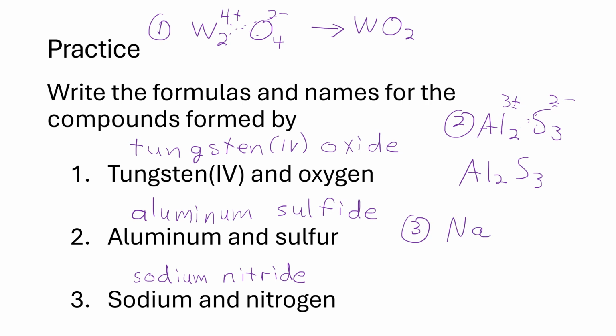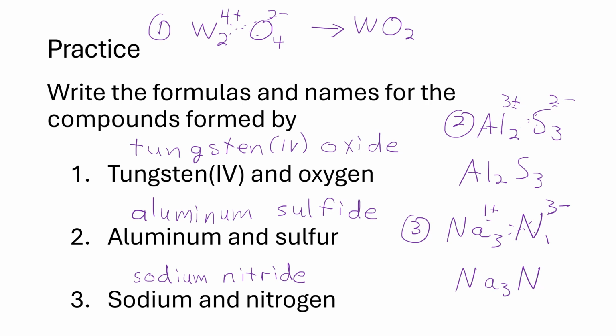And last but not least, the compound formed by sodium and nitrogen. Sodium is a fixed charge metal with 1 positive. Nitrogen is in group number 15. Everybody in group 15 goes 3-. So we can crisscross this, and we'll end up with Na3N for our formula.